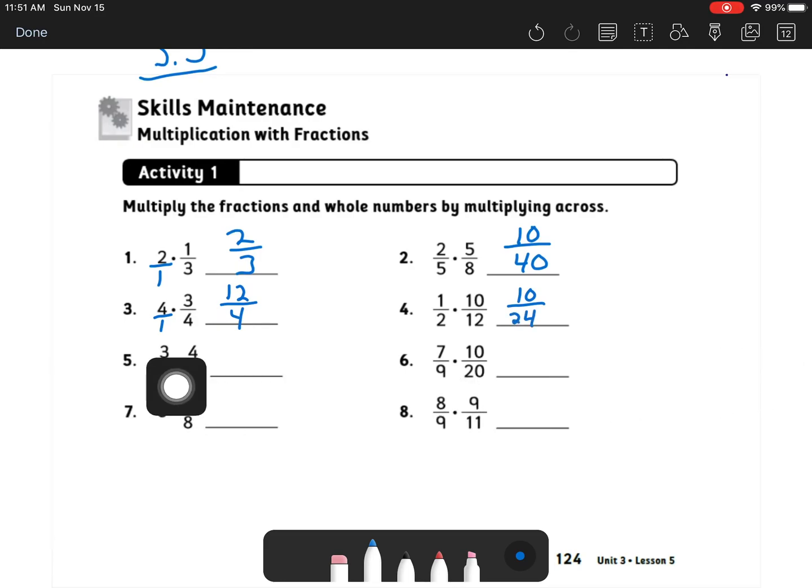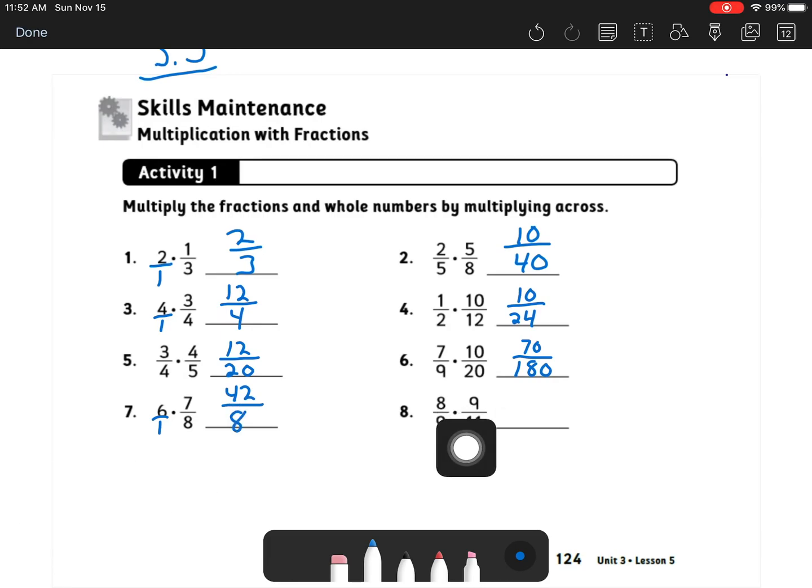Number 5, 3 times 4 and 4 times 5. So that's going to be 12 over 20. And here, 7 times 10, 9 times 20. So that's 70 over 180. And here again we have a whole number, so let's just think of a 1 on the bottom. 6 times 7 and then 1 times 8. So 6 times 7 is 42. 1 times 8 is 8. And last one, 8 times 9, 9 times 11. So we're going to have 72 over 99.